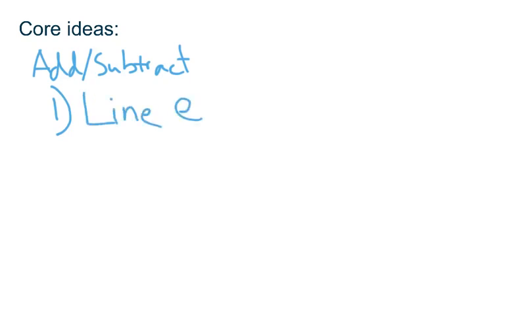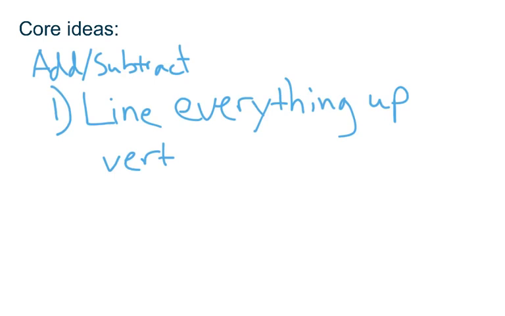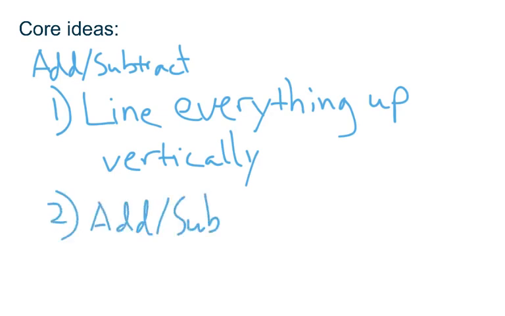We'll talk about addition and subtraction, so add/subtract, and what are some of the core ideas with adding and subtracting. This one is fairly straightforward, which is you just have to line everything up vertically by its placeholder. So the tens are lined up with the tens, the hundreds are lined up with the hundreds, the ones are lined up with the ones, and then the tenths, the hundredths, and so on and so forth. So line everything up vertically, and then it's just about adding and subtracting normally.